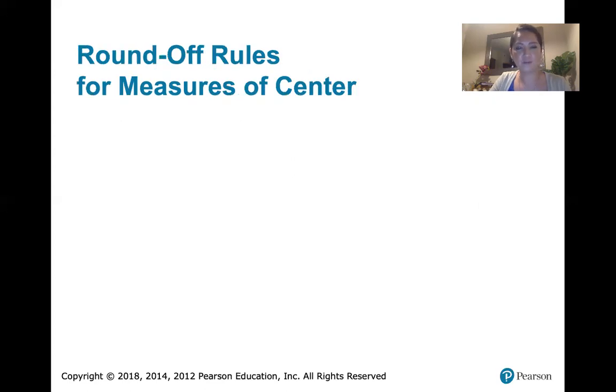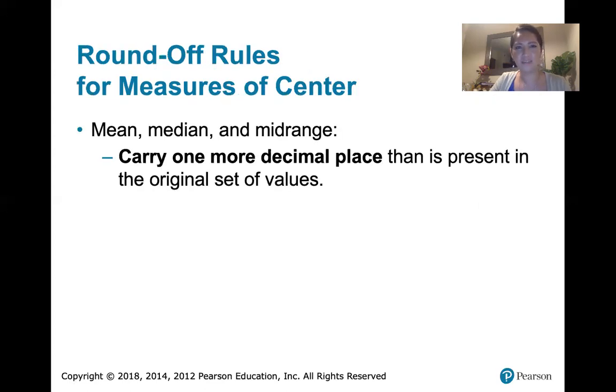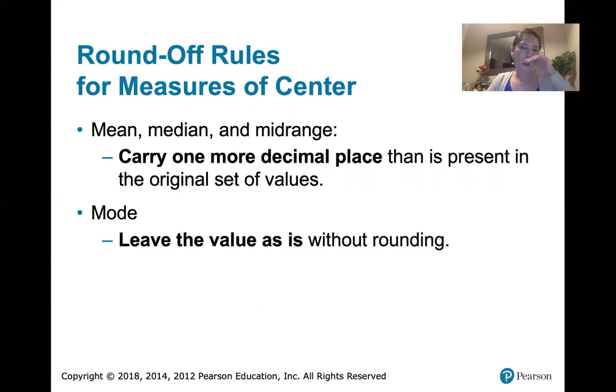We've got some round-off rules for measures of center. When dealing with mean, median, and midrange, we like to carry one more decimal place than is present in the original set of values. With mode, though, we're actually picking a value from the list, so we just leave the value as is in that case.